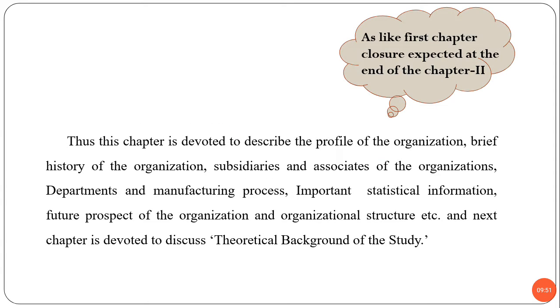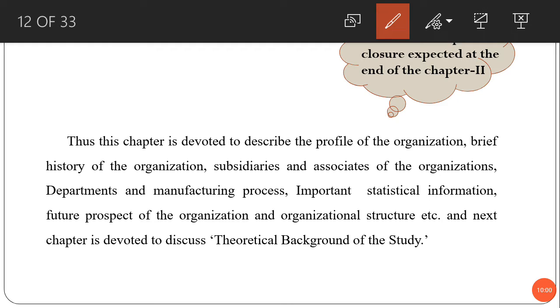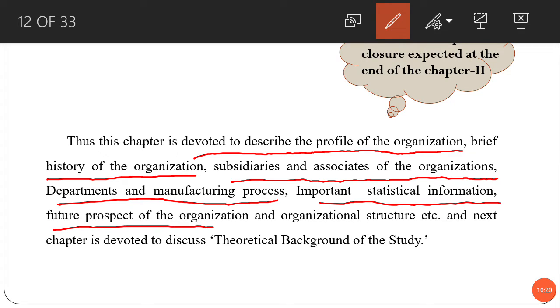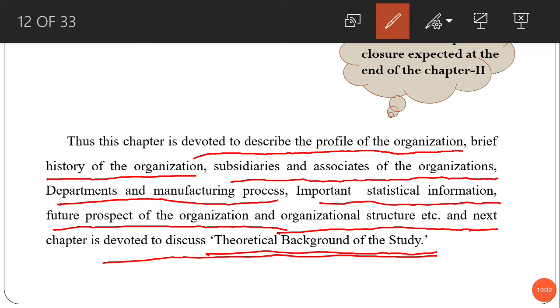As in the first chapter, a closure is expected at the end of the second chapter, in such a way: Thus, this chapter is devoted to describing the profile of the organization, brief history of the organization, subsidiaries and associates of the organization, departments and manufacturing process, important statistical information, future prospects of the organization and organizational structure, etc. And the next chapter is devoted to discussing the theoretical background of the study.